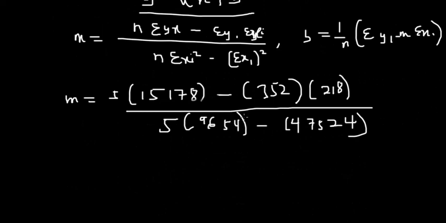Very simple. So from here, let's find the value of m. We know that this is 5 multiplied by 15178 minus 352 times 218, divided by 5 multiplied by 9654 and then subtracted from 47525. When you compute the whole of this, you end up with minus 1.134. That's the gradient.